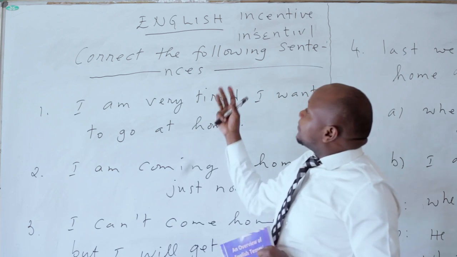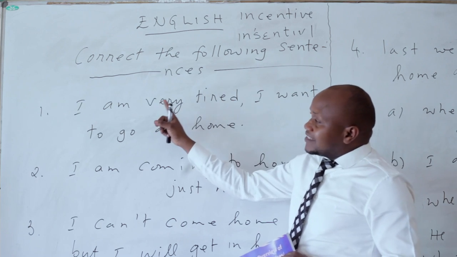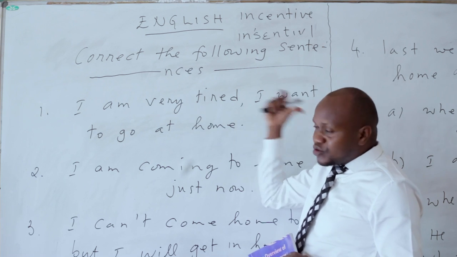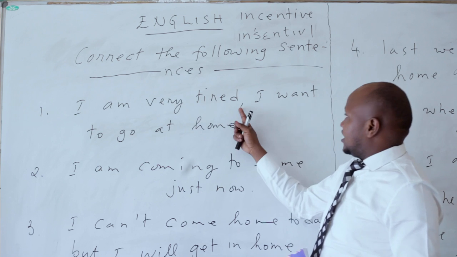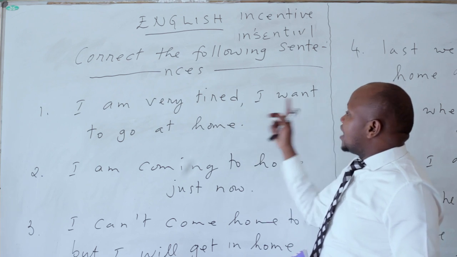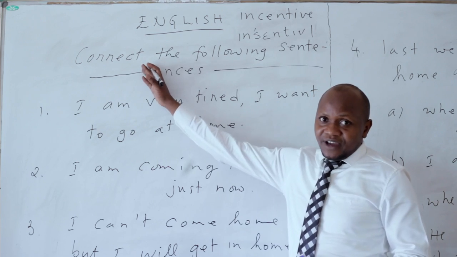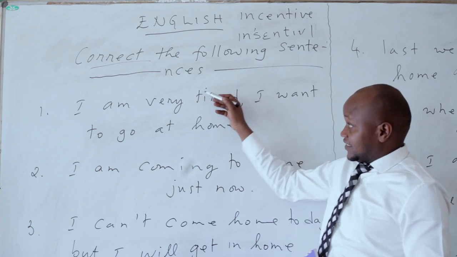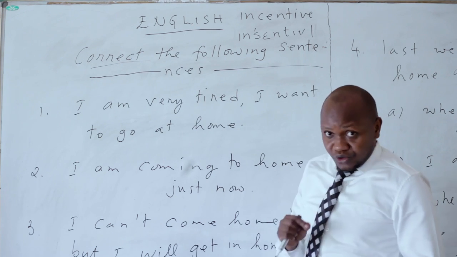Nice. Then we are going to correct the following sentences. Utarize iri somo, go back to the previous lesson. Garuka ku isomo ry'ubushize kugira ngo iri somo urikore neza. I am very tired. I want to go at home. You are going to correct. Ugiye gukosora iyi nteruro. Correct the following sentences. Izindi nteruro zigera muri esheshatu uri buze gukosora.